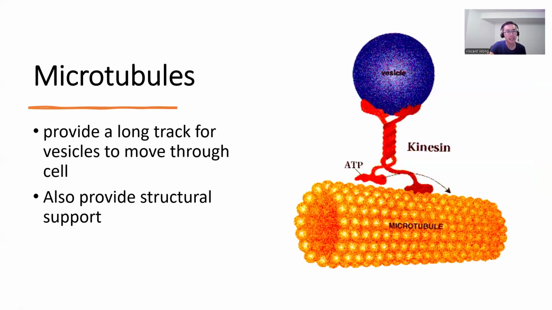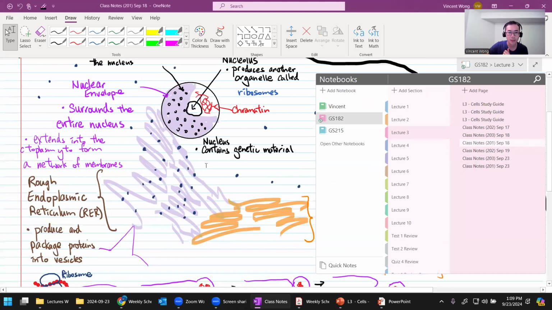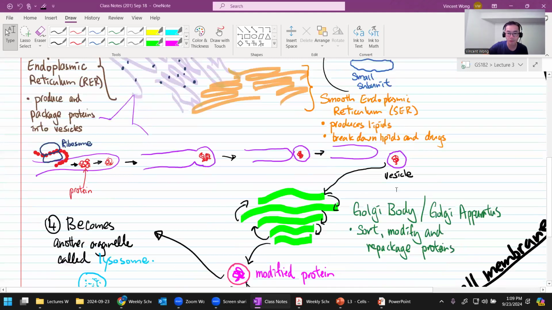All right, the last kind of cytoskeleton is what we call a microtubule. Okay, a microtubule. So I want you to go back and think about what we learned last class. You have this vesicle that's coming out from the rough ER, right? Hold on, just want to show you. We have this vesicle that is bubbling out from the rough ER over here, and it needs to go to the Golgi body. But how does it know where the Golgi body is? How does it know to go that way and not like that way?